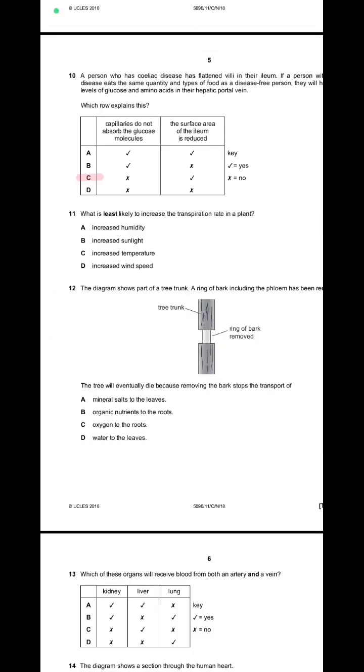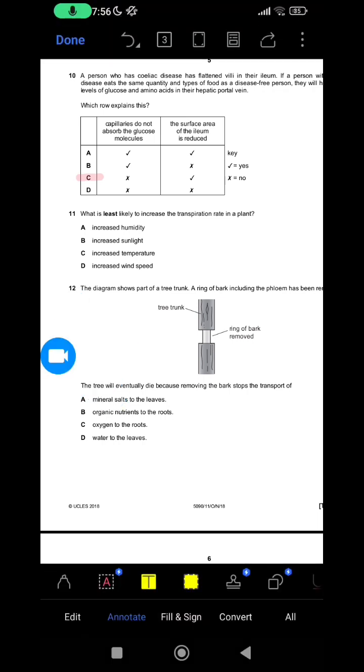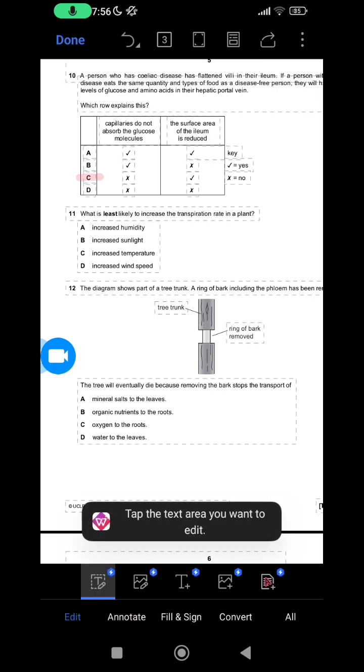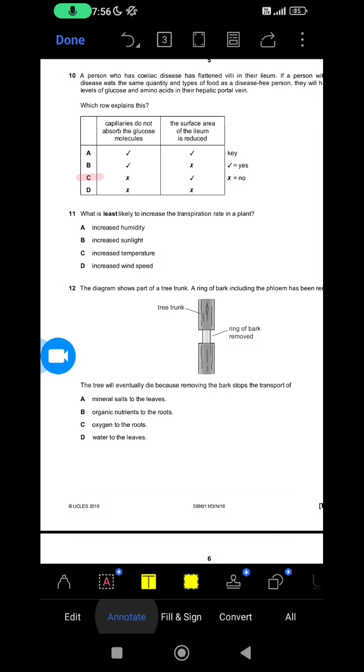What is least likely to increase the transpiration rate in a plant? Increased humidity, increased sunlight, increased temperature, and increased wind. Now we know that due to increased sunlight, the stomata of a plant open and the transpiration rate increases.